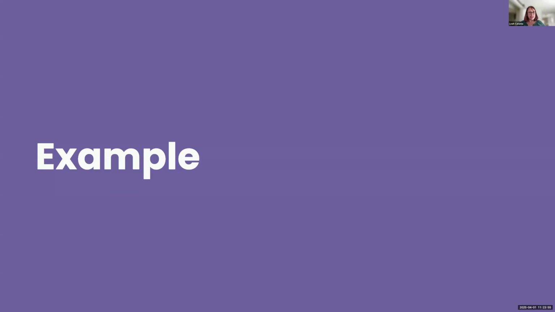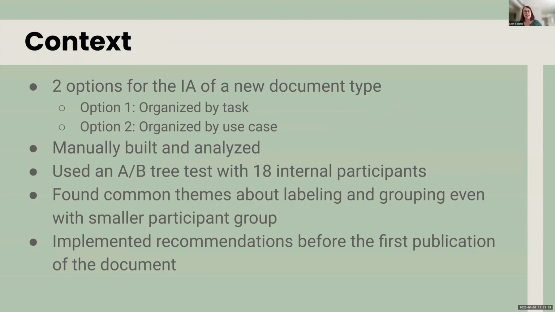So now let's look at an example of a tree test. Just some context here for you. This is an example from a couple of years ago at my previous company, TraceLink, for a new type of documentation that we were developing. The new documentation type had a lot more information than we've ever included in a single help center before. So we had two different ways that we could have organized the information: by the task the user needed to perform, or by the use case, otherwise known as the reason why they were performing that task.